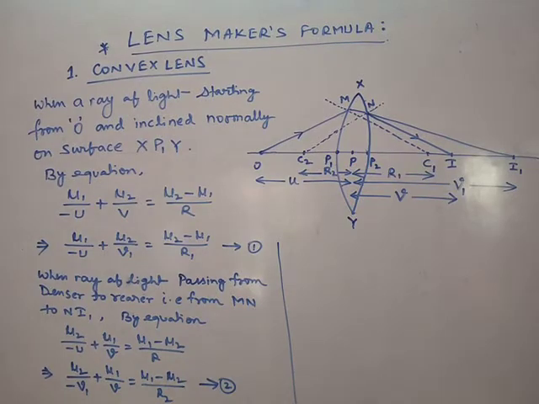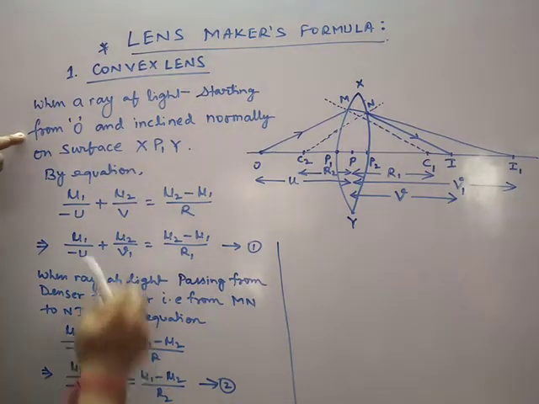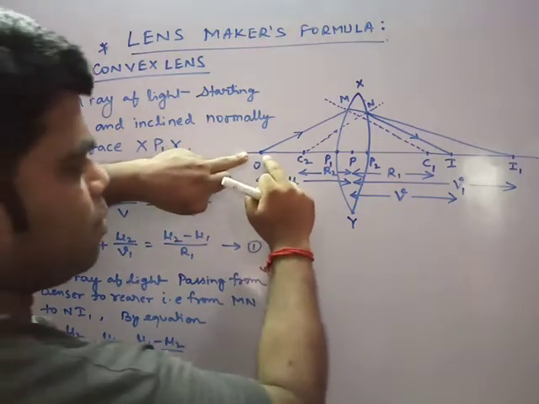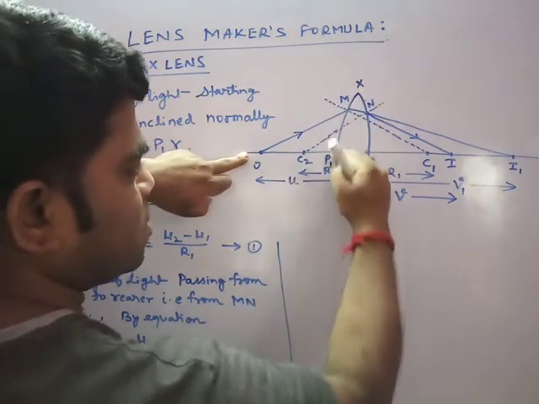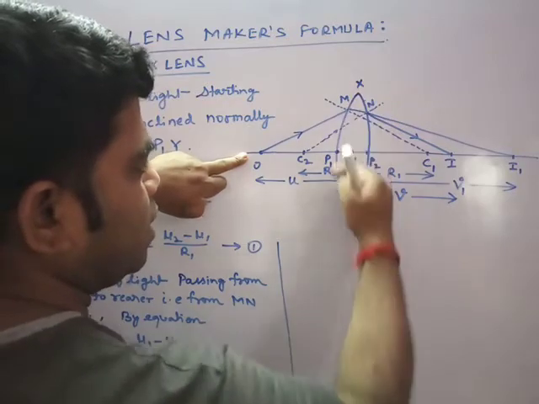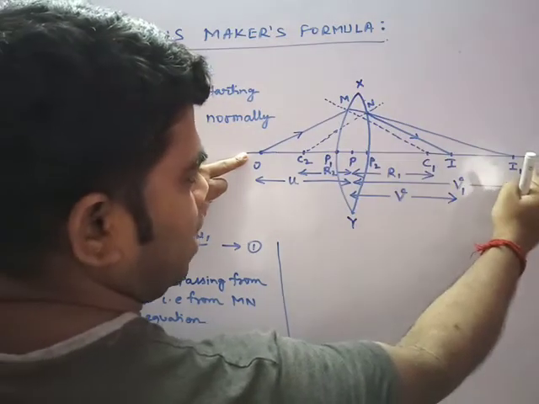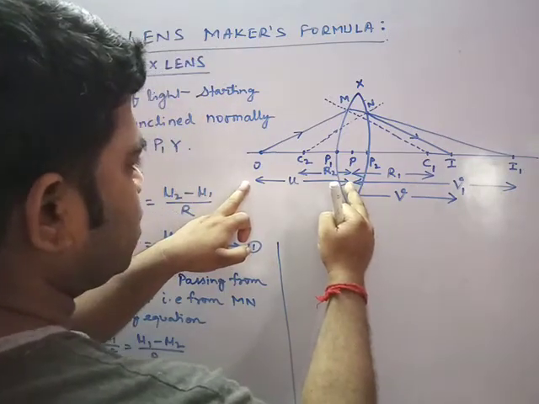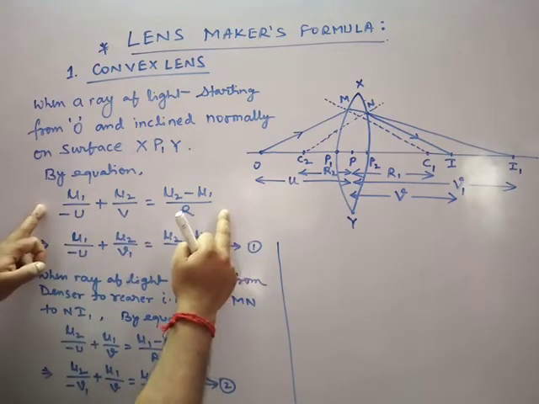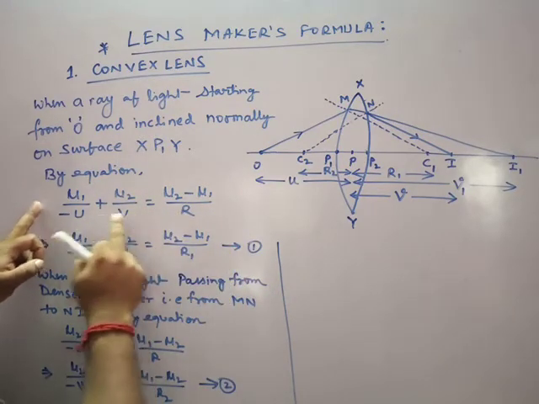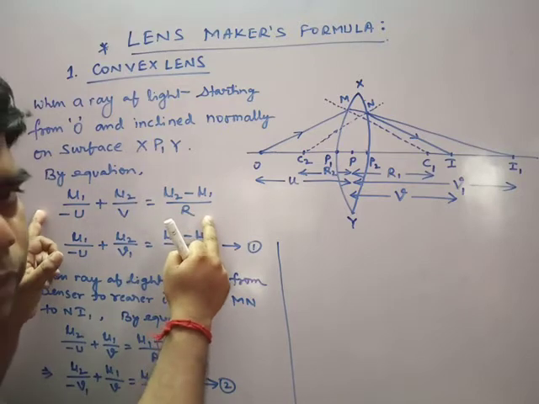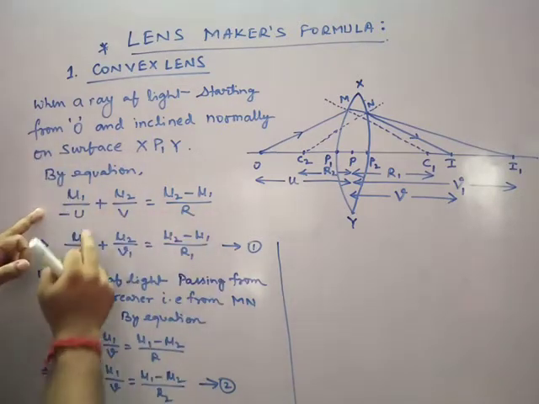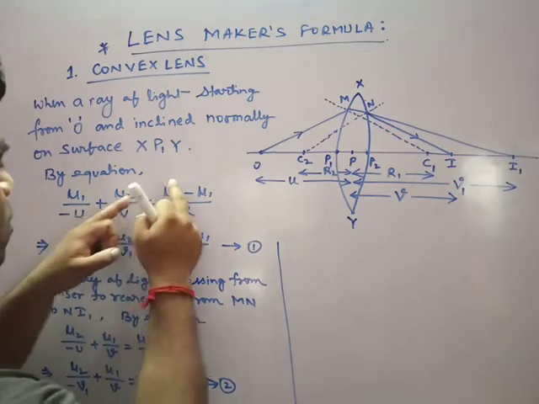Now you can see, when the ray of light passes from O and strikes the surface X, P1 and Y, the image is formed at I dash. That time the image distance will be V1 and the object distance will be U1. Here the relation we take is the rarer to denser relation, which we already did in spherical refracting surfaces. So this is mu1 by u, mu2 by v, mu2 minus mu1 by r.